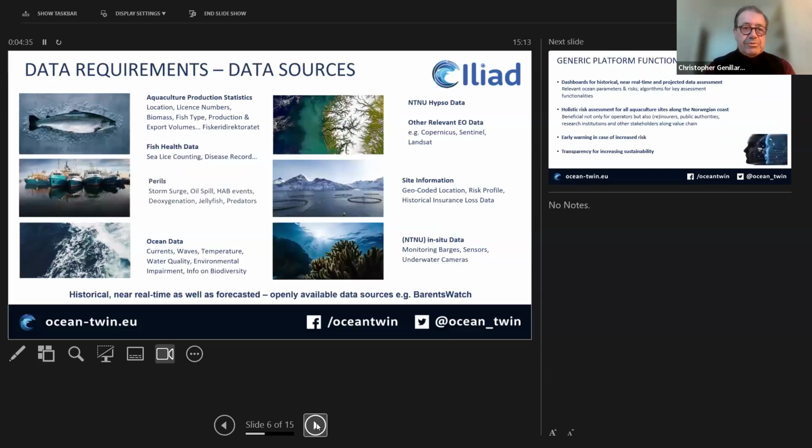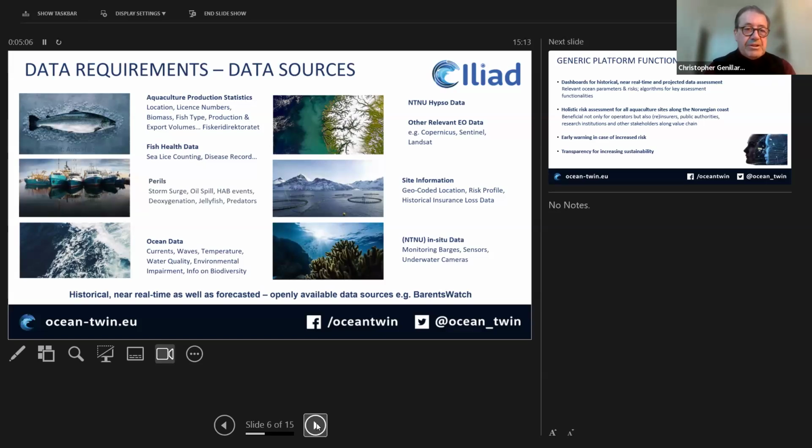So that's the idea here of 360 degrees of the data. We have aquaculture production statistics. That's very good, clean data from the managing body of fishery in Norway. Fish health data has to be reported by the fish farmers. We have that. The perils, some of them are MET data, storm surge, oil spill, which is something we're looking at, where SINTEF also has good data, predators, jellyfish, and so on.